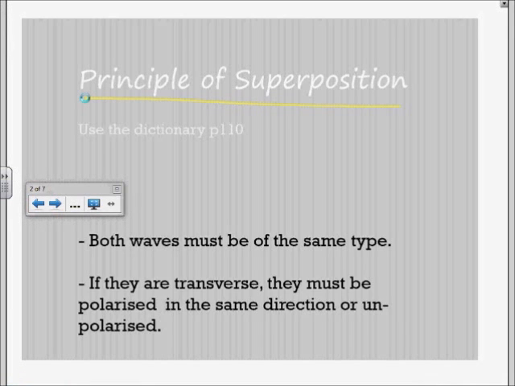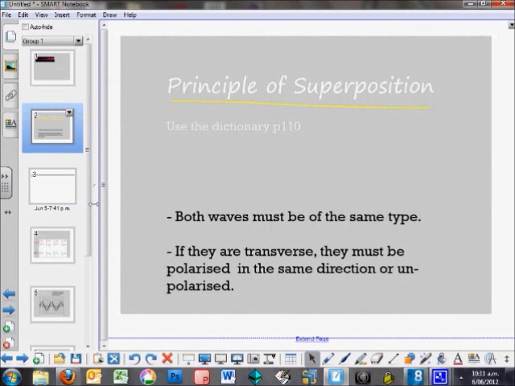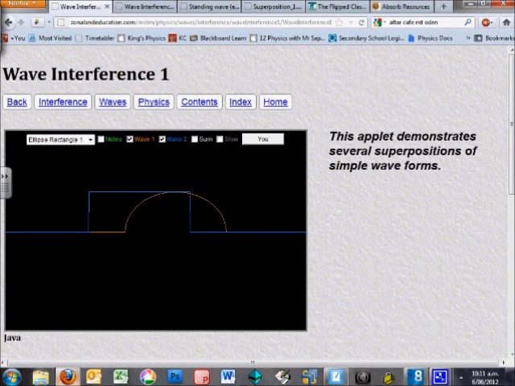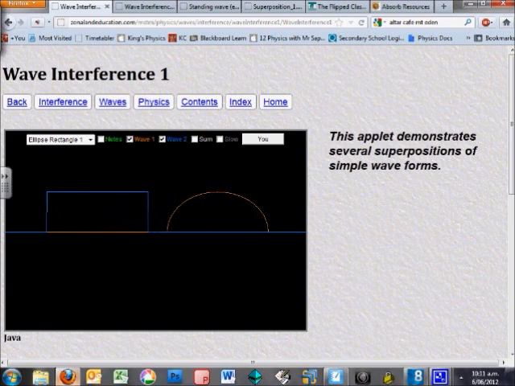And what I want you to do in a moment is to have a look at page 110 in your dictionary and to have a look at the statement of this principle of superposition and then to write it down in your notes. But before we do that, let's have a look at a little animation that illustrates what this principle of superposition is about.